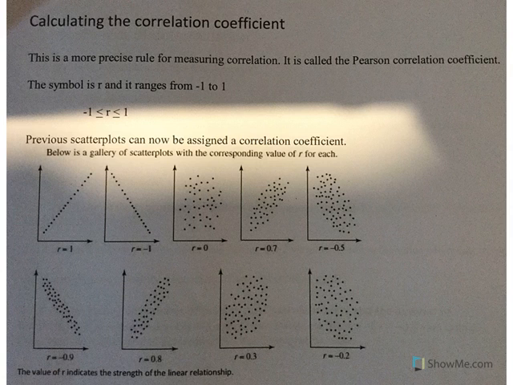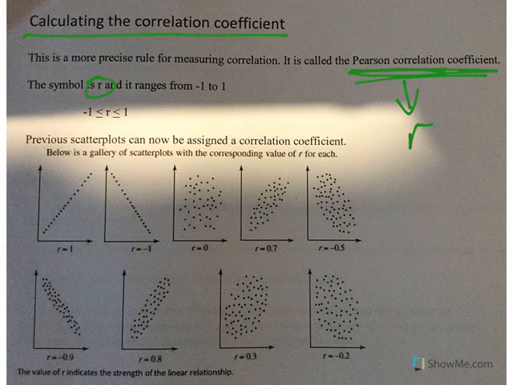Alright, so here it is. This is the mathematical way. It's called the correlation coefficient, and more correctly, it's the Pearson correlation coefficient, and the symbol is R. So whenever you see R, R is the Pearson correlation coefficient. So you need to equate those two things and know those two things.